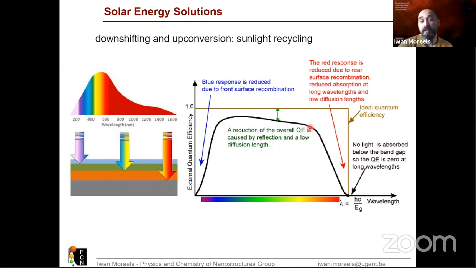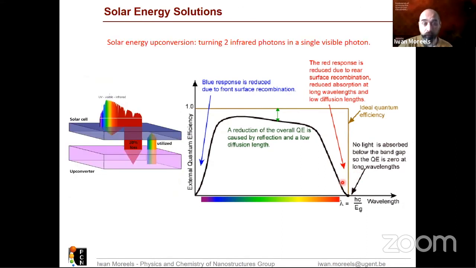Another problem is that there are also infrared photons that lie below the band gap of the silicon solar cell. And of course, near and below the band gap of the silicon solar cell, the efficiency of the solar cell is also very low. But what we can try to do is have these infrared photons absorbed by a so-called upconversion layer, then re-emitted back into the solar cell as visible light, which can then be absorbed and transformed into electricity.